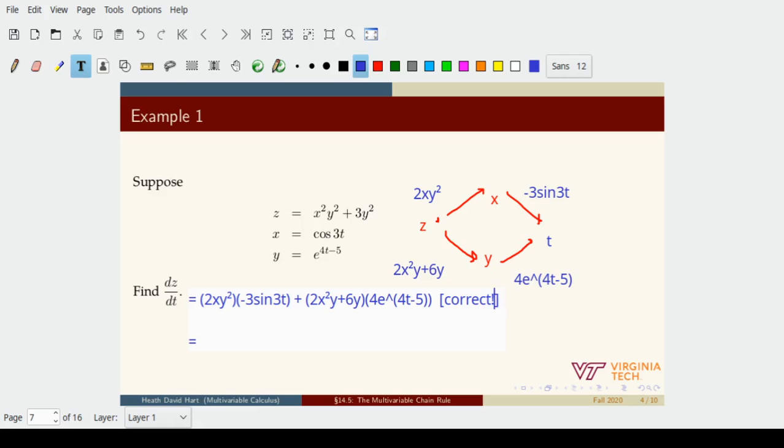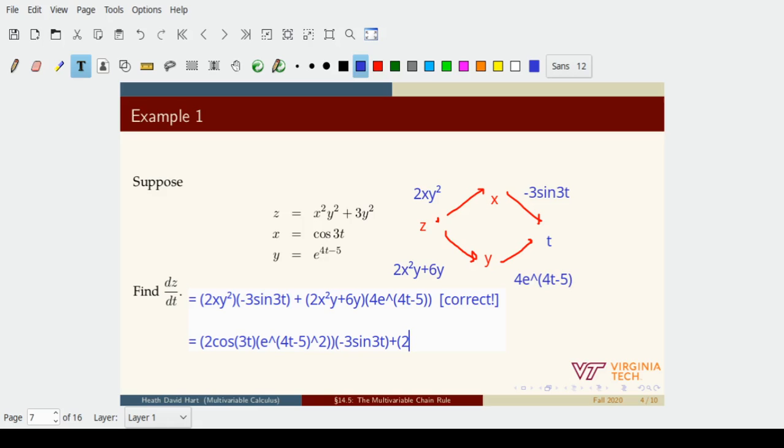but sometimes you want your answer entirely in terms of t, and so we have to just make substitutions for all the variables. This answer is going to be very long, but I'll go ahead and write it out. 2 times the cosine of 3t times e to the 4t minus 5 squared times negative 3 sine 3t. So I've taken this expression here, substituted for x and substituted for y. Then I'm going to go over here and do the same thing.